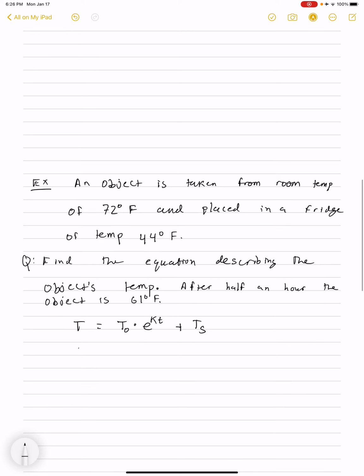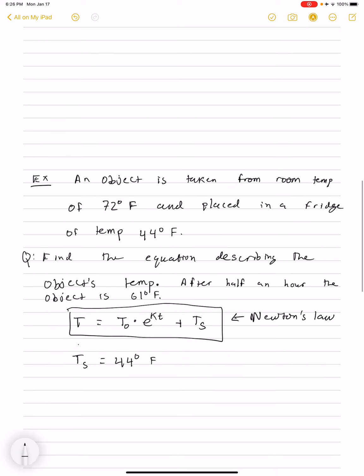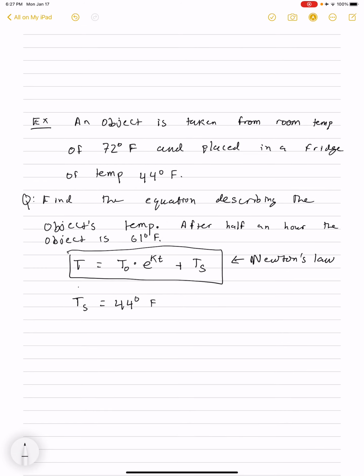So the first step is just to write out Newton's law of cooling. And here it is. The second thing that we should notice is that the temperature of the surroundings in the fridge is 44 degrees Fahrenheit. So that's 44. We need to figure out T sub d. We could just take the difference here, but let's work it out and show that it is actually the difference.